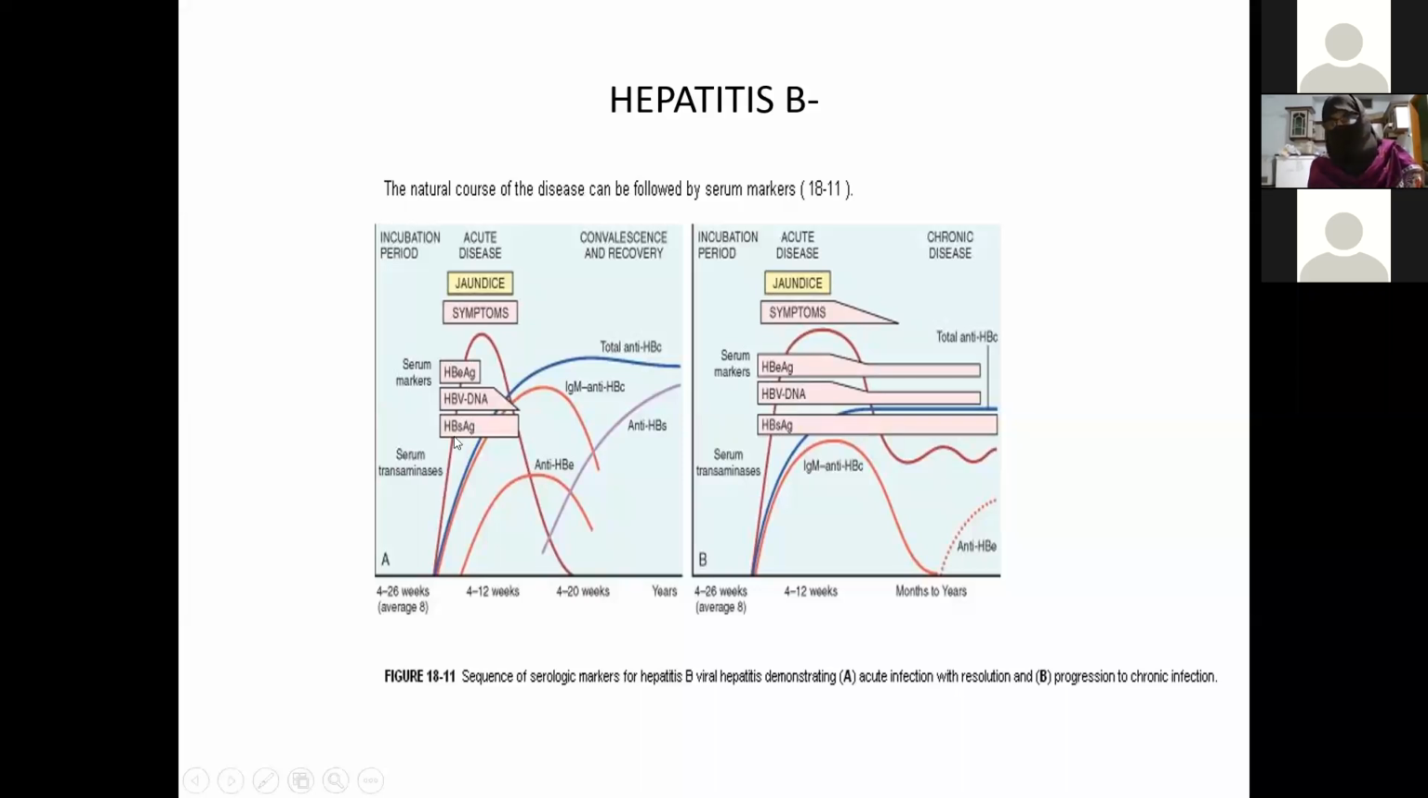But what are the other possible markers which can be elevated? So the other possible markers which can be elevated are hepatitis B E antigen and hepatitis B virus DNA. So basically the presence of these three, that is hepatitis B surface antigen, hepatitis B virus DNA and hepatitis B E antigen, all indicate that the acute infection has occurred and there is viral replication.